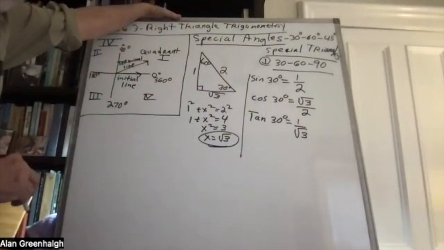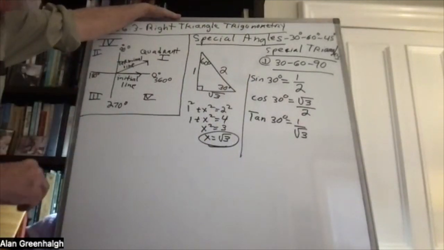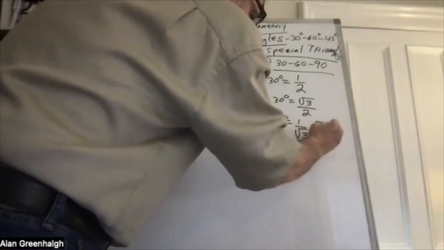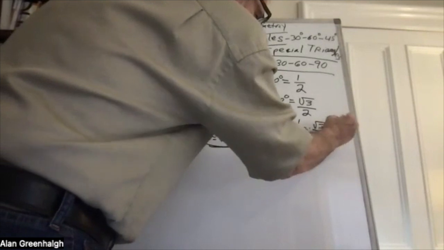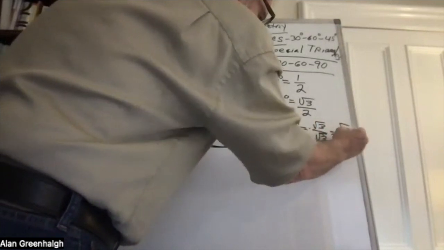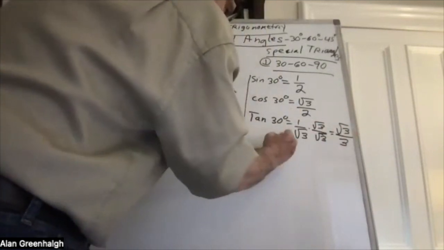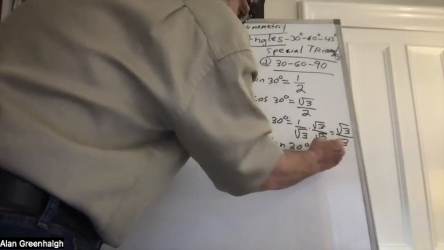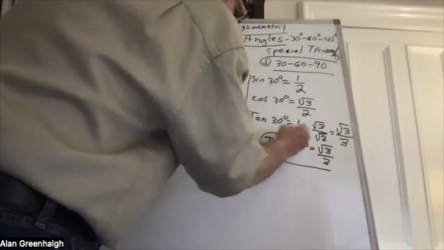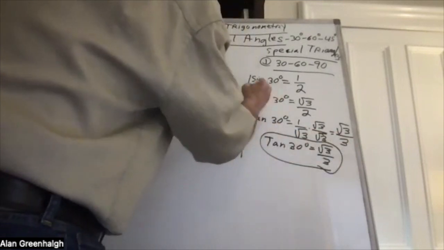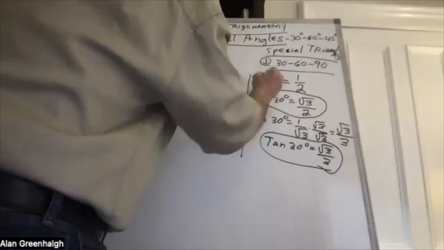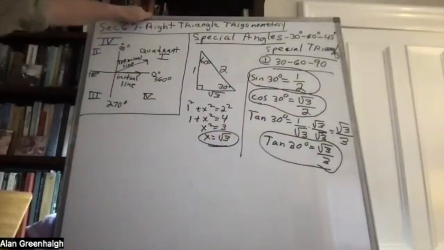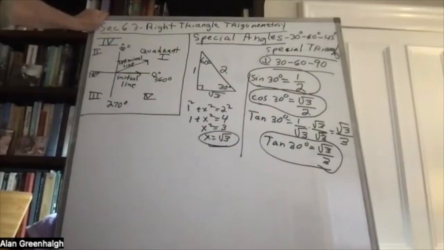Do we have to rationalize the denominator? Yes, we do. The tangent of 30 degrees is the square root of 3 over 3. We're not going to focus on the reciprocal functions right now. We're just going to focus on the big three. Okay?